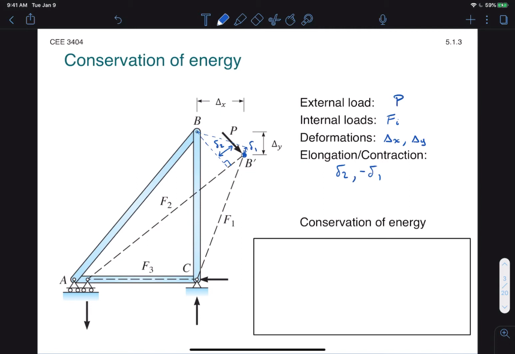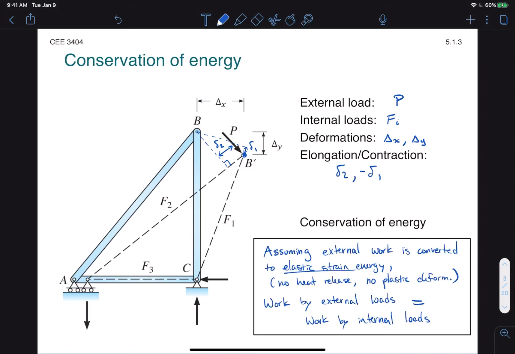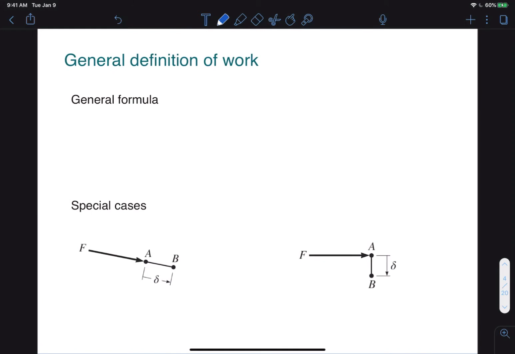Now, if we assume that all work done by the external loads is converted to elastic strain energy, that is, there is no heat loss and no plastic deformation, then the principle of conservation of energy says that the external work and the internal work due to the elongation and contraction of the members should balance out. If you recall, work and energy are analogous concepts. So let's define precisely what we mean by work.